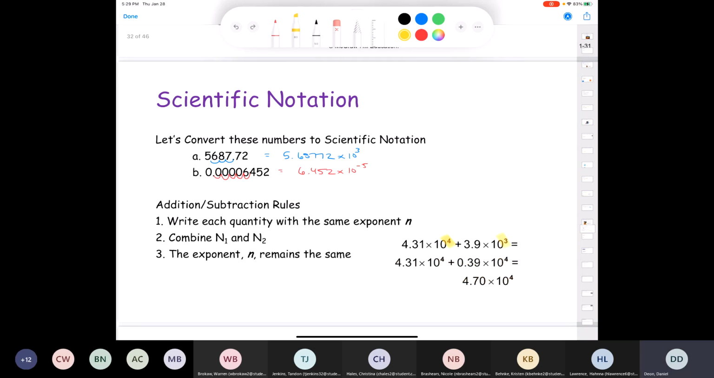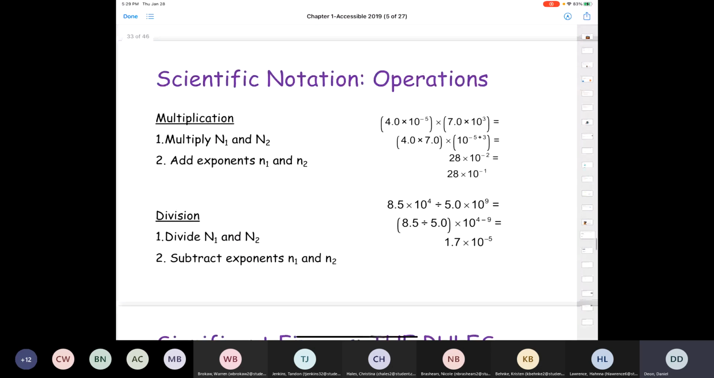By the way, the leading part of these numbers here is called the mantissa, or the mantissa, whatever it's called anyhow. Anyway, let's move on from there. And let's take a look at some more rules that deal with scientific notation. We'll go over these kind of quickly. The rules for multiplication and division.